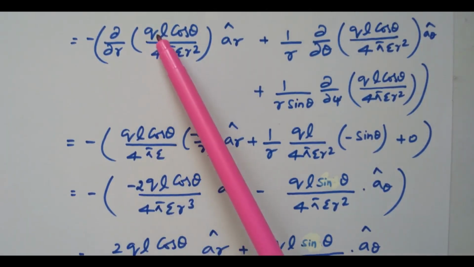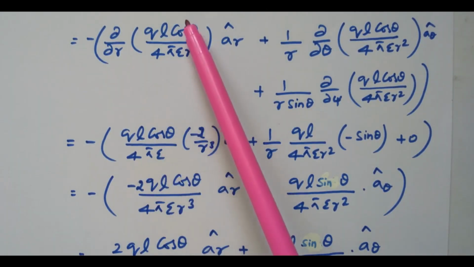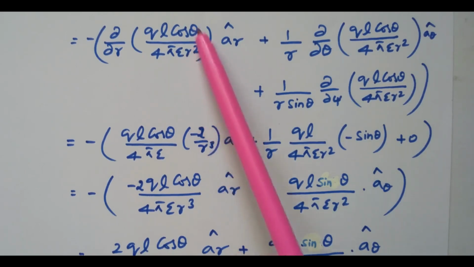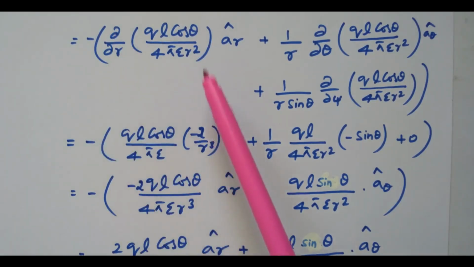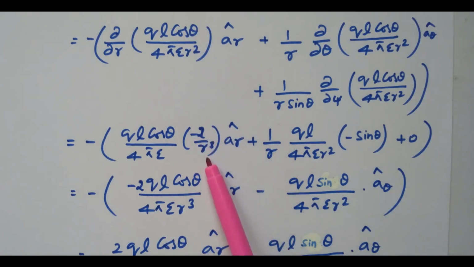So here QL cos θ divided by 4πε is constant. Only 1 by r² we need to differentiate. Other terms are constant. That is the concept of partial differentiation. So differentiation of 1 by r² is minus 2 by r³. You know that differentiation of 1 divided by r² is minus 2 by r³.